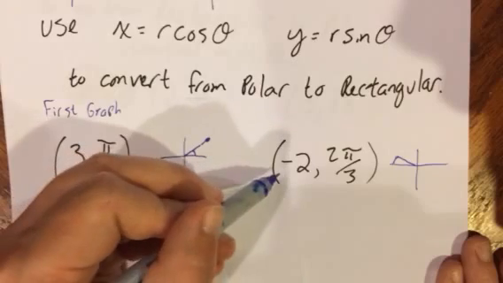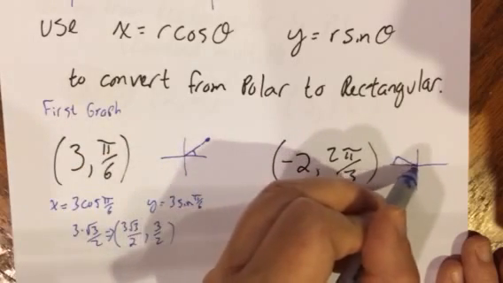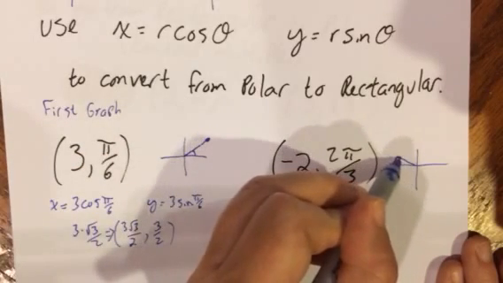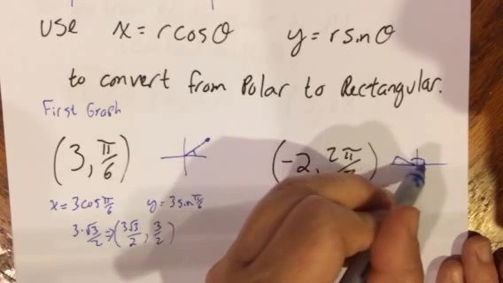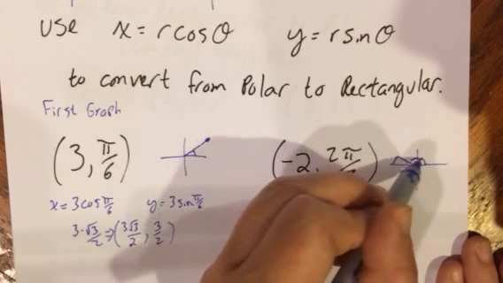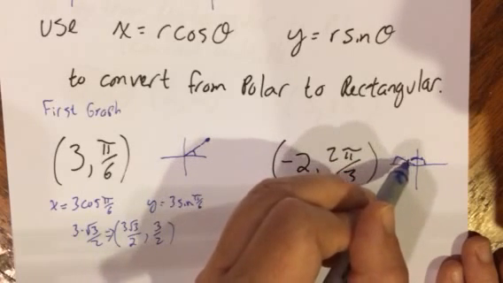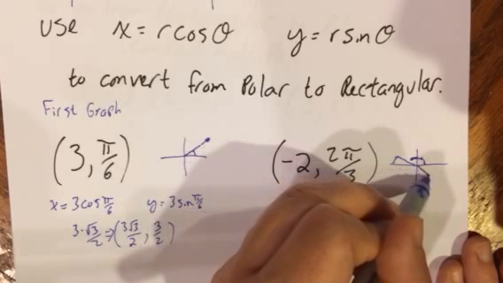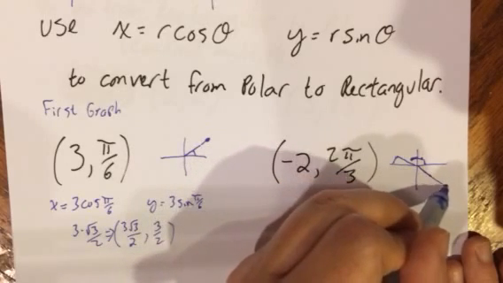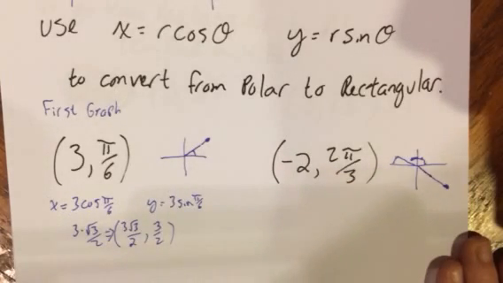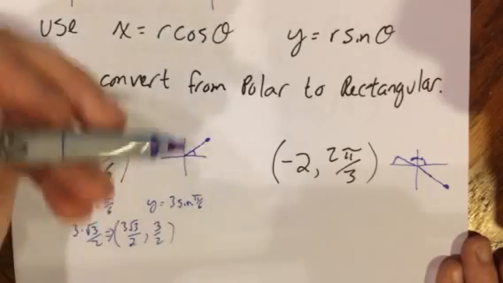Radius means we're going backwards at negative. So instead of going out here where my 2 pi over 3 is, my 2 pi over 3 would have been this part. So pi over 3 would have been here, 2 pi over 3 over here. I'm going backwards, so I'm going down 1, 2. So I should end up somewhere down here. Okay, so again, let's convert it.